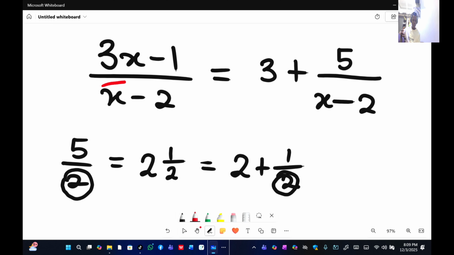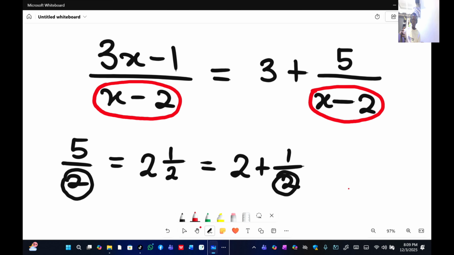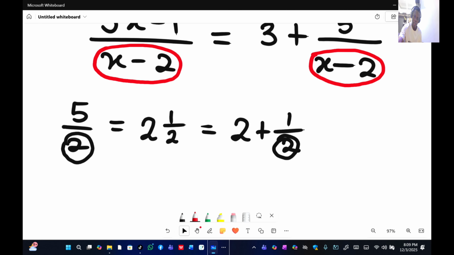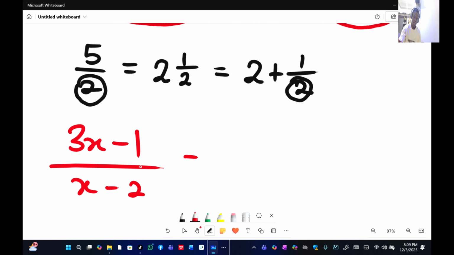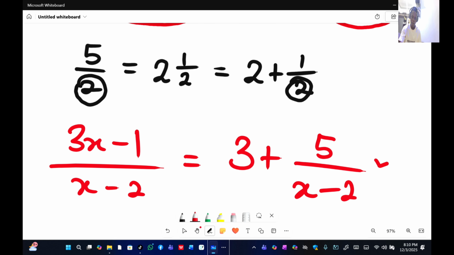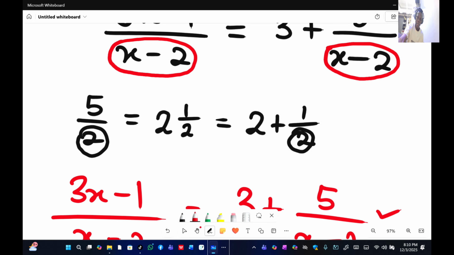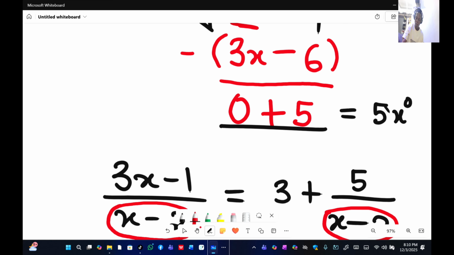So you can see that since this is the divisor and we have a remainder of 5, we are going to get the divisor still dividing the remainder, which is the 5. So we conclude that 3x minus 1 divided by x minus 2 is equal to 3 plus 5 divided by x minus 2. So this is the answer for the first part, that's question A. Let us look at the B part of what we are doing.